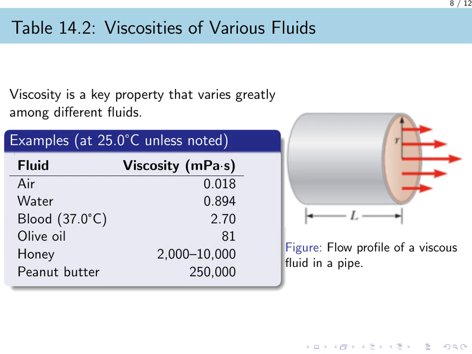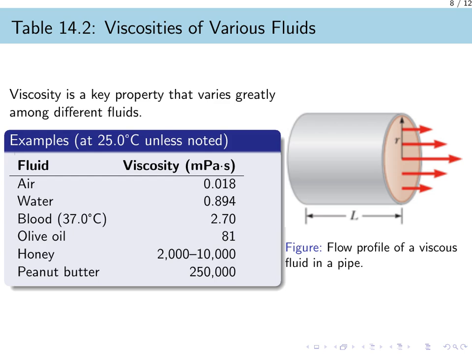This table shows the viscosity for several common fluids, measured in units of millipascal seconds. The most striking thing is the enormous range of these values. Notice how the numbers span over 7 orders of magnitude, from air at the low end to peanut butter at the high end. Air has a very low viscosity, which is why we move through it with almost no noticeable resistance. Water is more viscous but still flows easily.